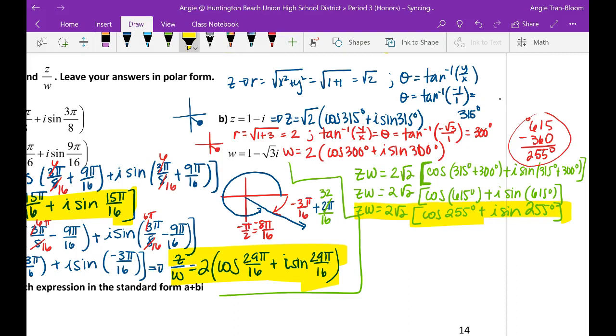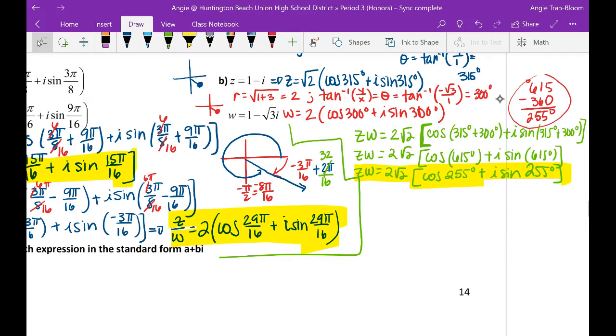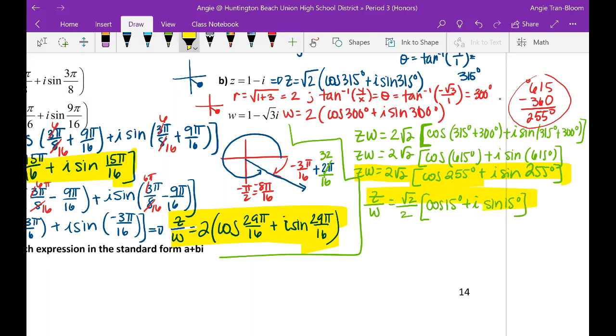Now let's do division. So Z divided by W equals, Z has a radius of radical 2 and W has a radius of 2. I will now subtract the angles. So cosine of 315 take away 300 is now just cosine of 15 degrees. If you have cosine of 15 degrees there, you will also have sine of 15 degrees here. And I am done with my division problem.